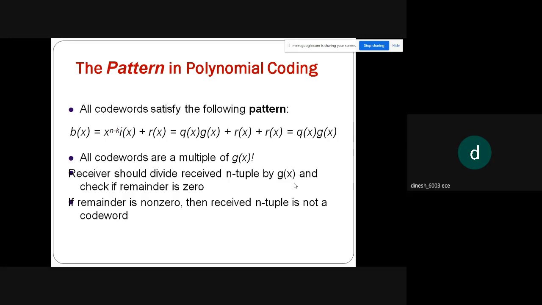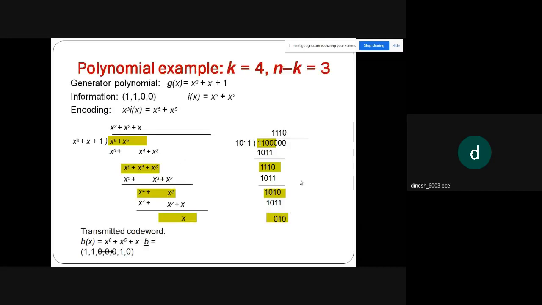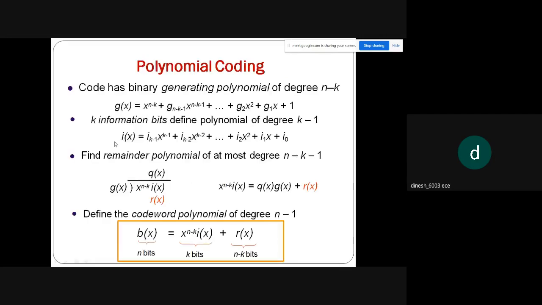Then in the next we'll be seeing about the pattern in polynomial coding. How do we do polynomial coding? That we'll see. If the remainder is 0, for example, we had seen here for this generator polynomial and for this encoding pattern, we had got a remainder. In some cases, we may not get a remainder also. The remainder will be 0. So what do we do if the remainder is there, or if the remainder is not there? The transmitted code for this can be written as from this.